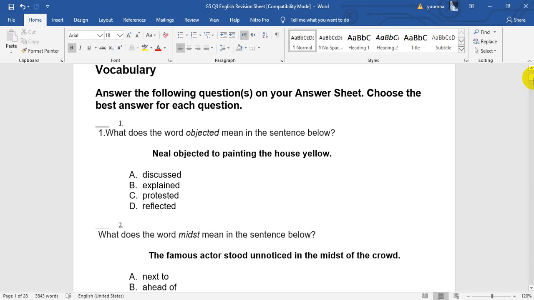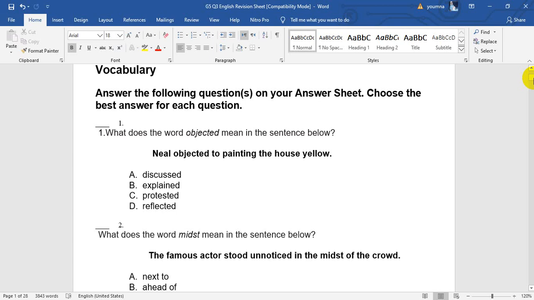Number 1. What does the word objected mean in the sentence below? Let's read the sentence together. Nell objected to painting the house yellow. Here the word objected. Does it mean discussed, explained, protested, reflected? Here, objected, it means that he didn't agree.